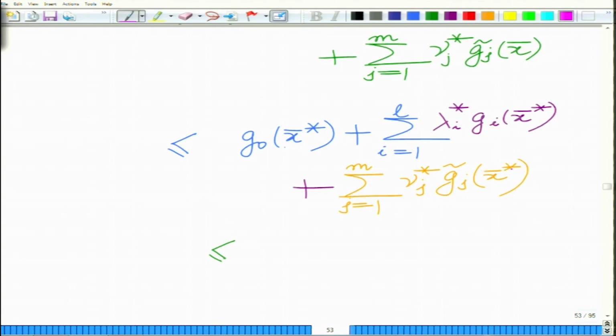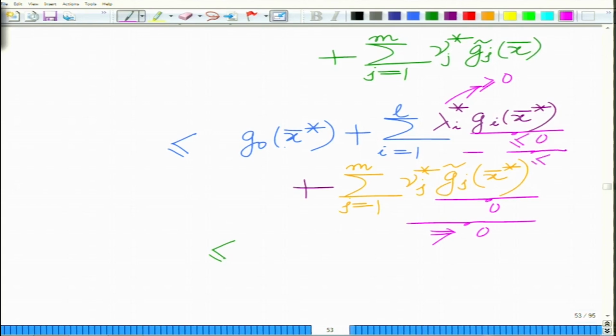optimal value, belongs to the feasible set, satisfies the constraint, which implies this is equal to 0. Now, this again, lambda i star, remember, is greater than or equal to 0. g i x bar star, x bar star belongs to the feasible set. So, this is less than or equal to 0. So, this is less than or equal to g naught x bar star.